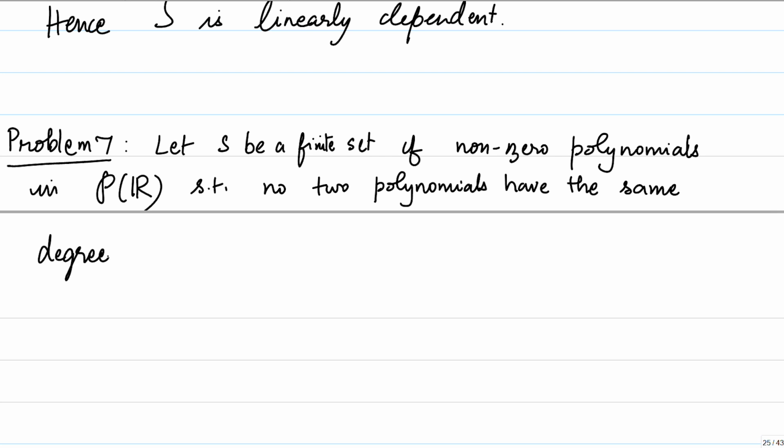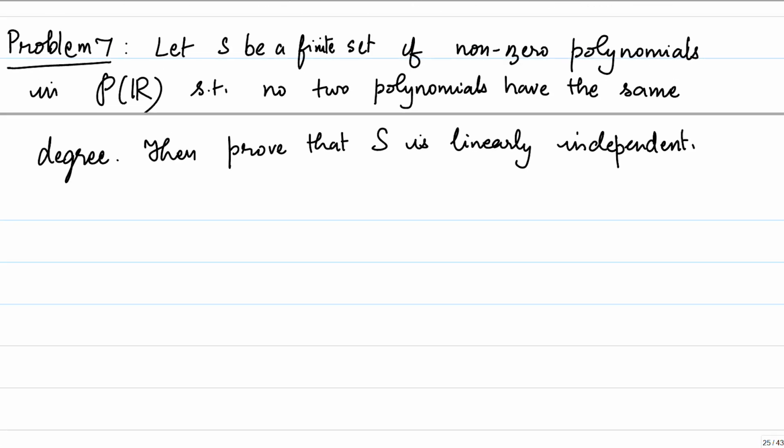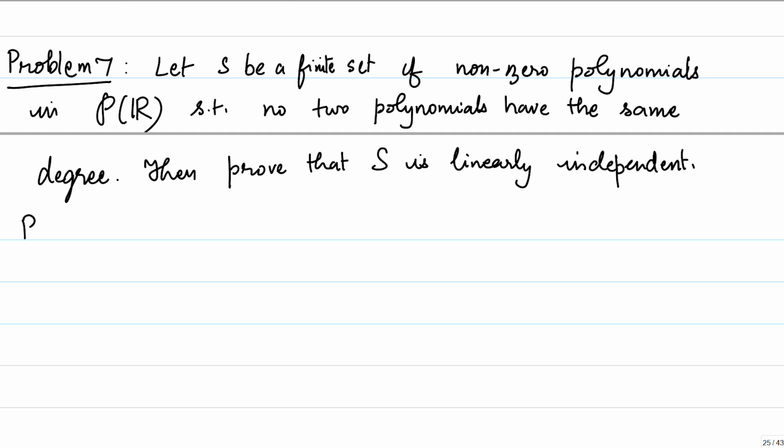So, if one polynomial is x square plus 1, then none of the other polynomials can have degree 2, because x square plus 1 is already having degree 2. So, all the polynomials have distinct degrees. If at all there is a polynomial of say degree 2, there will be only one polynomial which has degree 2. So, no two of them have the same degree. Then prove that S is linearly independent. As much as the problem might sound sophisticated, it is actually quite simple to prove if you make the right observations. So, let us give a proof or a solution to this problem.